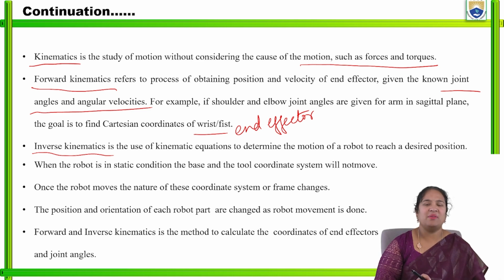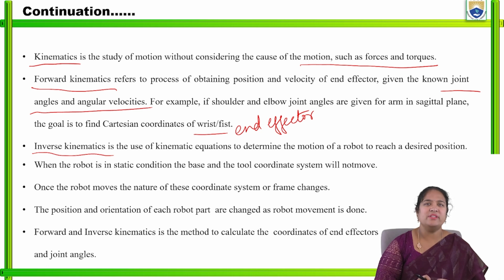Whereas in the inverse kinematics, what is happening? It is the use of kinematic equations to determine the motion of the robot to reach a desired position. That is, with the help of the position of the end effector, we will find out the shoulder and the elbow angles. That is known as the inverse kinematics.